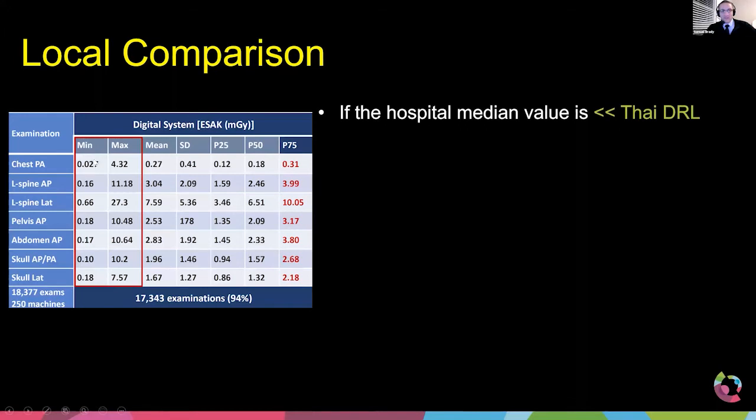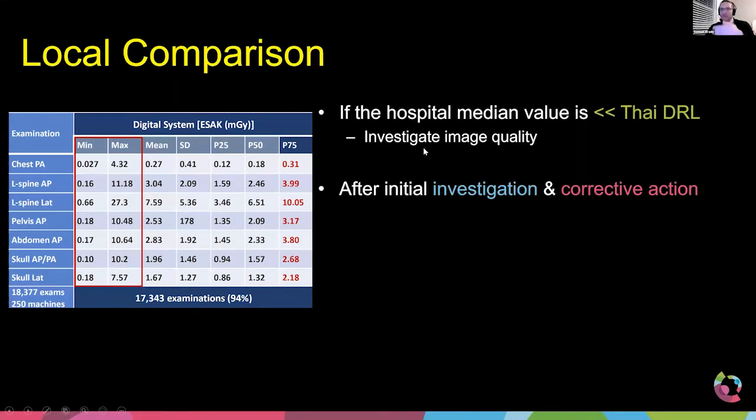So let's say, for example, you're this hospital, and you've looked at your median value, your population for your chest PA, and the median value is 0.03 milligray. Well, the same process happens. You investigate the system. Now, in this case, really what we're asking ourselves is, okay, the dose is much, much lower than the DRL. So we probably should ask ourselves, is the image quality sufficient for the diagnostic task at hand? And once again, after you've investigated, you've established corrective actions.